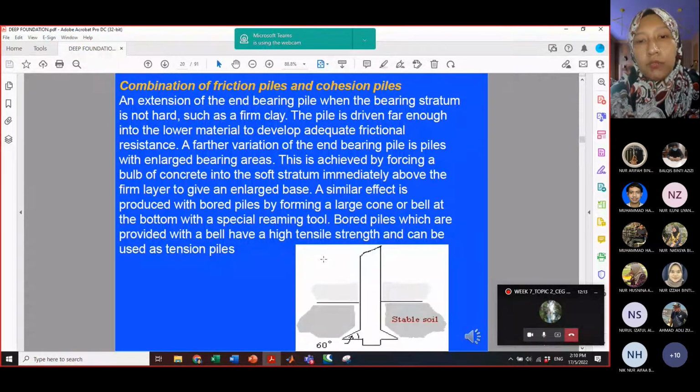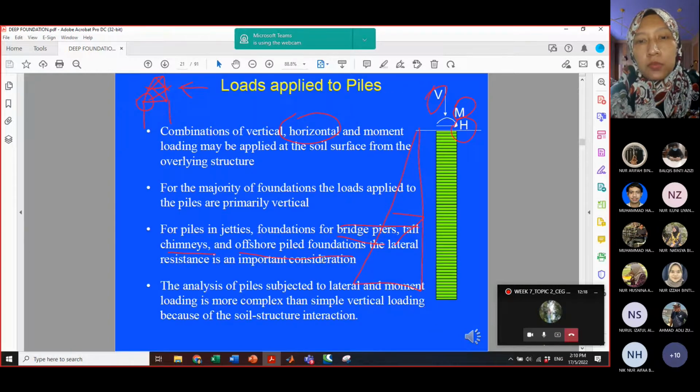So this one I will not discuss further today, because last Friday the speaker already explained to you the load that applies to piles. We have loads from vertical directions, horizontal directions, and then we have moment acting on the piles. So pile applications can differ according to their functions.